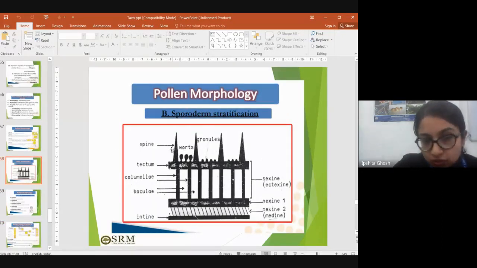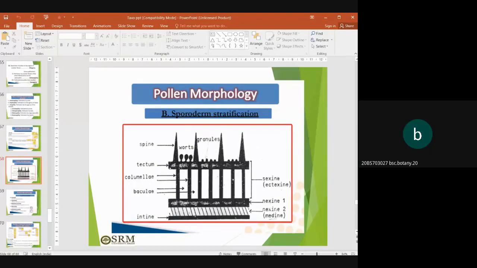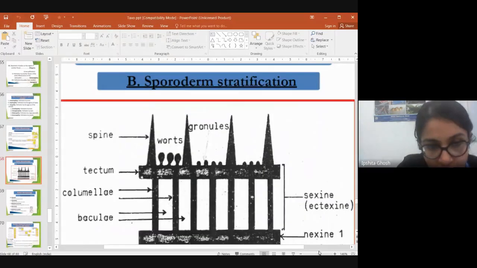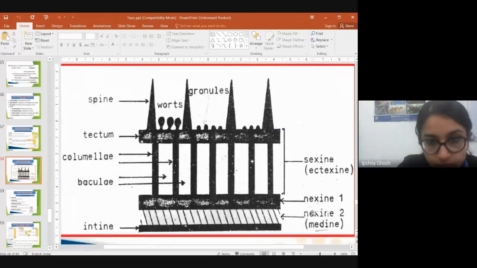can you see the diagram, all of you? Yes, ma'am. Yes, okay. Can you see the terms, or should I zoom in a little more? Is it visible? Yes, ma'am. Okay.